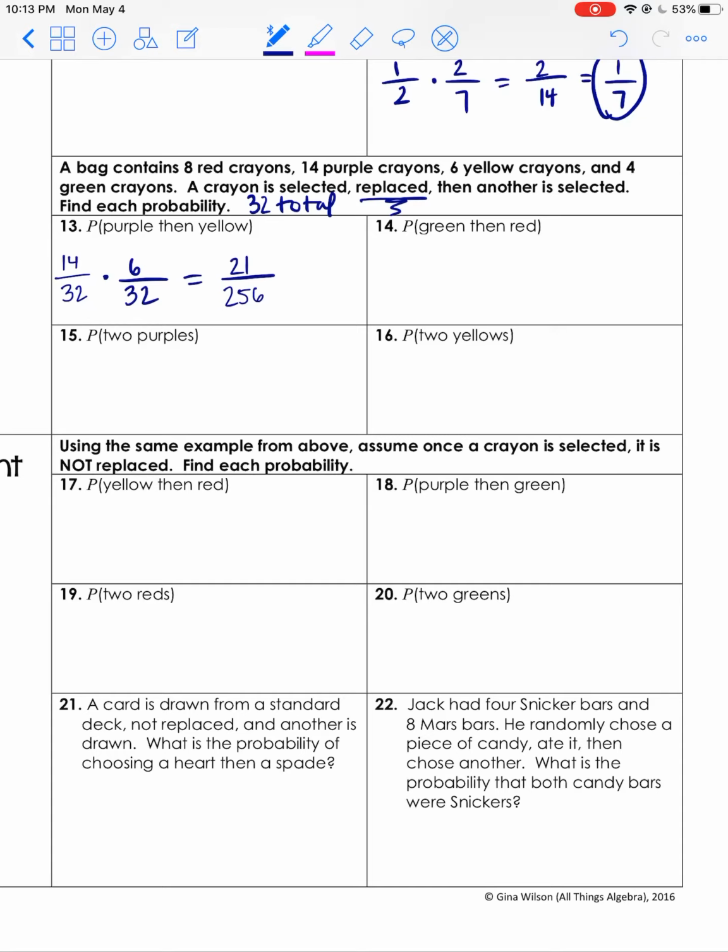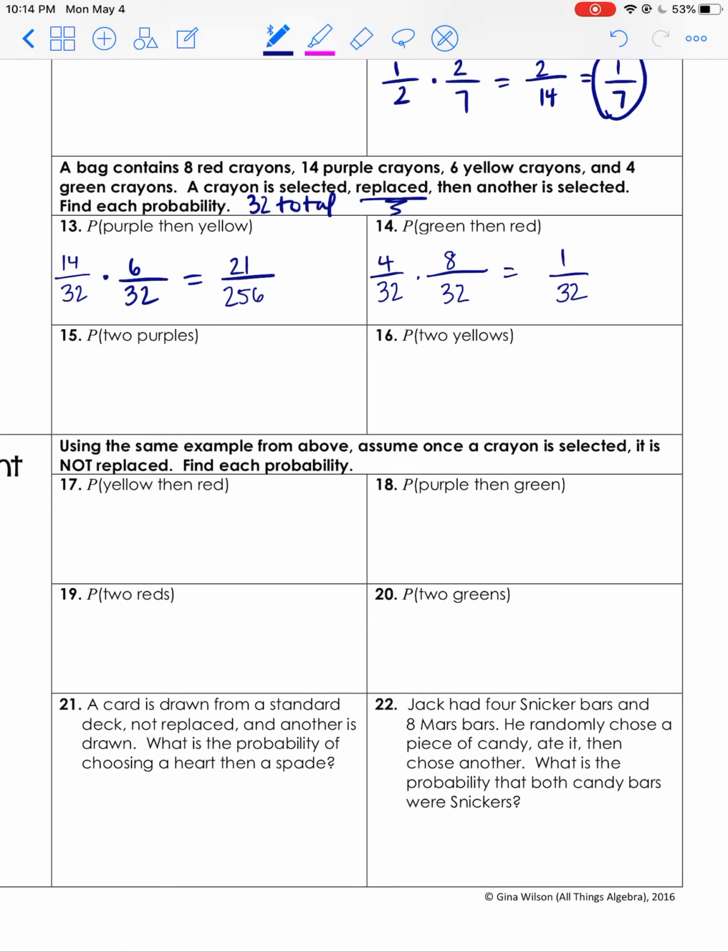All right, green then red, same thing here, right? 4 out of 32, you put it back, so we still have 32 crayons. And then red, 8. Multiply, simplify, 1 out of 32.